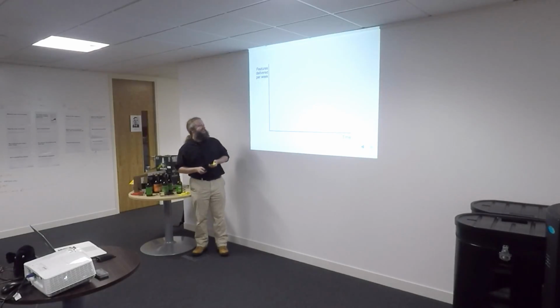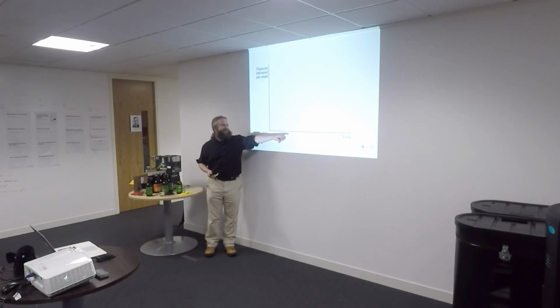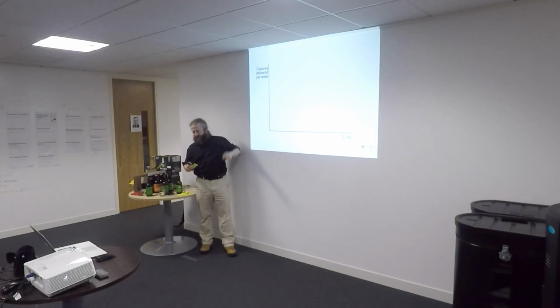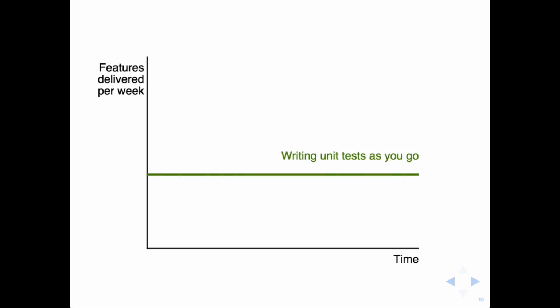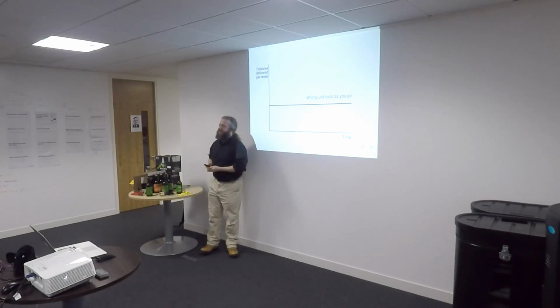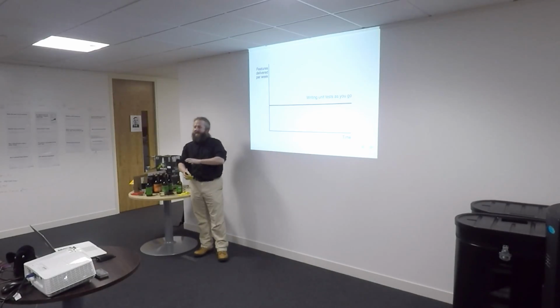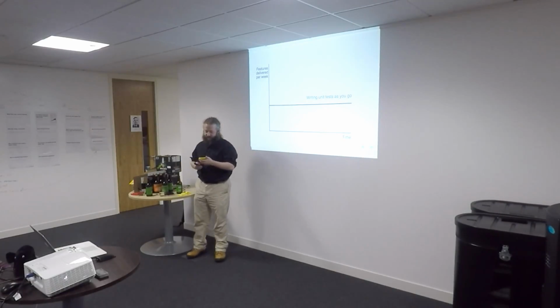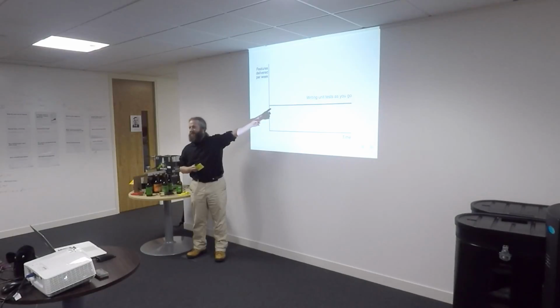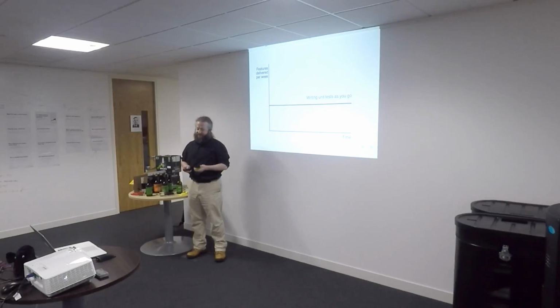I love graphs. Here's another graph. Time, features delivered per week. Imagine we've got this team of perfect developers that write perfect unit tests, and they're writing unit tests as they go. And just week in, week out, they're just knocking out features. They never get a lag or backlog of unit tests that they've forgotten to write. They're just there writing tests as they go and delivering features. I was going to point out this feels really boring, or it probably would feel really boring. There's not that much excitement. You're just going in, doing your job.